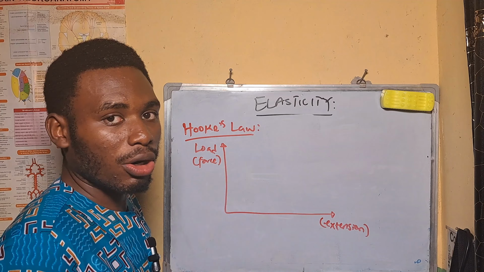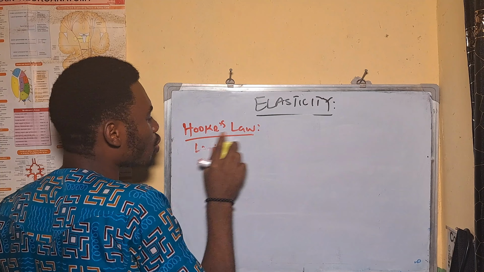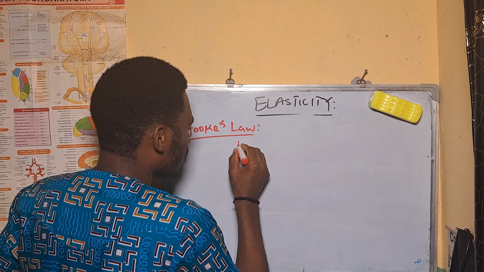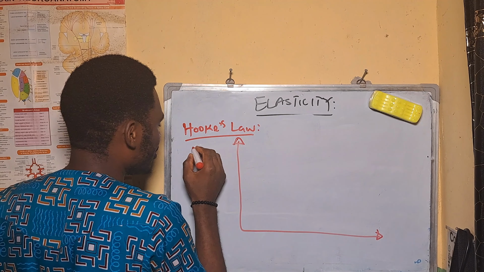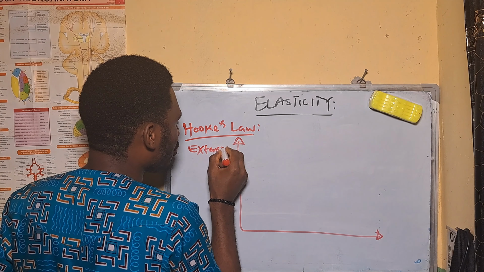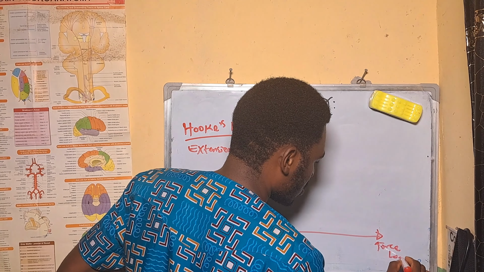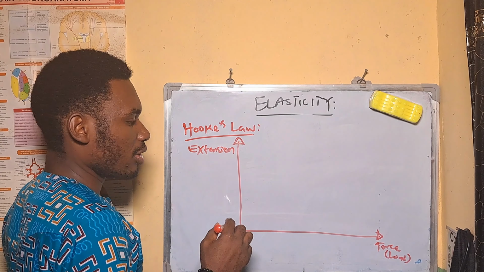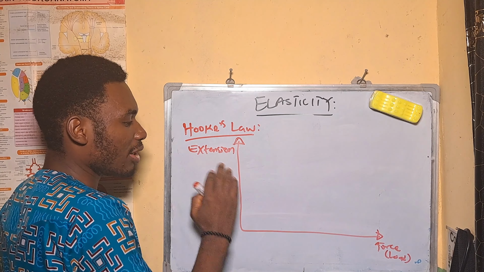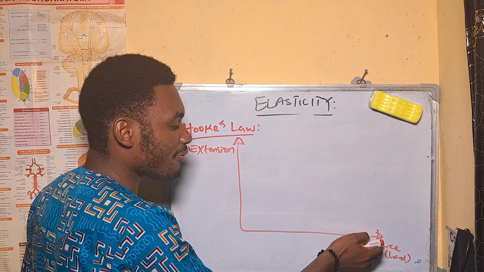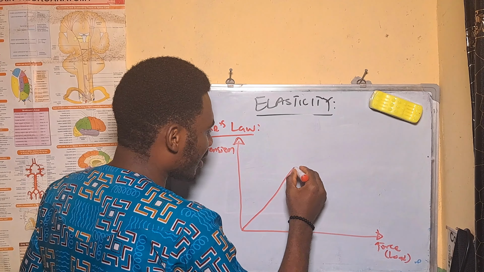In Hooke's experiments, he compared some known weights or some known force in relation to the extension of the elastic material. So he plotted a graph. He compared the two sets of data, the extension of the elastic material and the force applied to it. So he got a straight line graph.